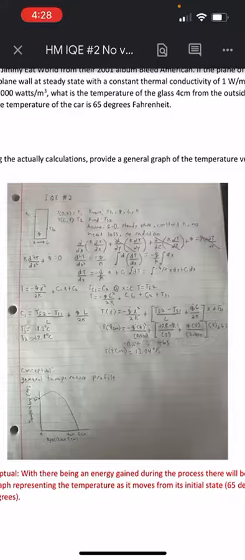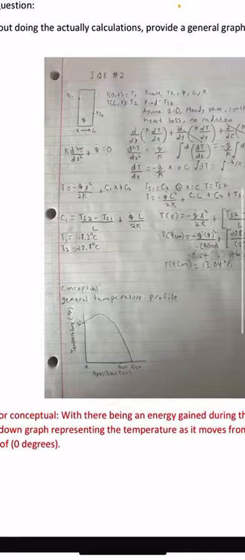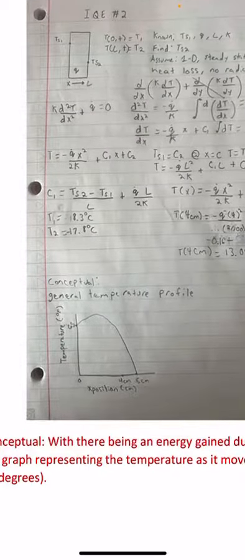values. And the conceptual question in this problem is to provide a general graph of the temperature versus position. Since there's a heat generation term, the temperature is going to start at 65 degrees, move upwards, and then move downwards to that final temperature of 0 degrees. So it's going to be a graph like what's shown here, with that concave down kind of shape. So that's pretty much what is going on in this problem.